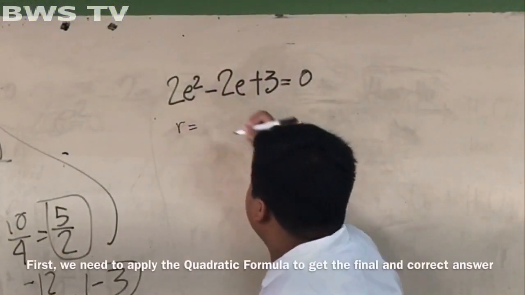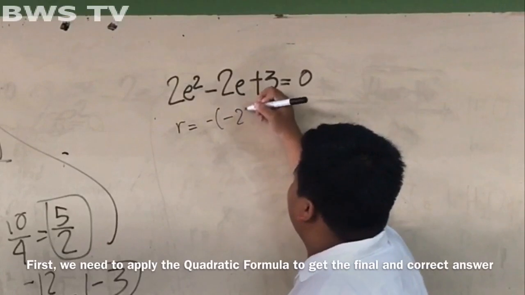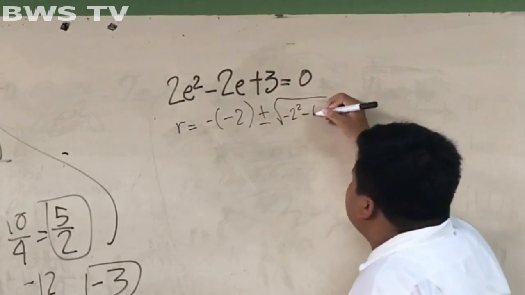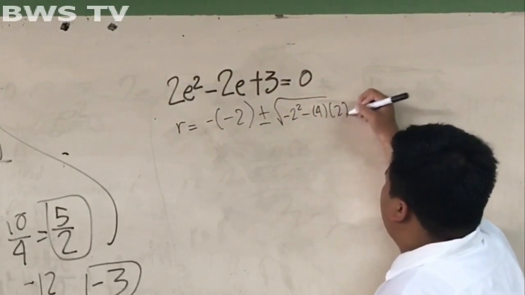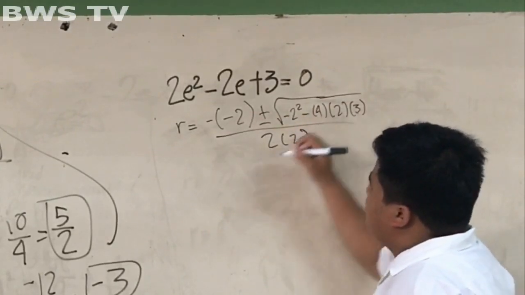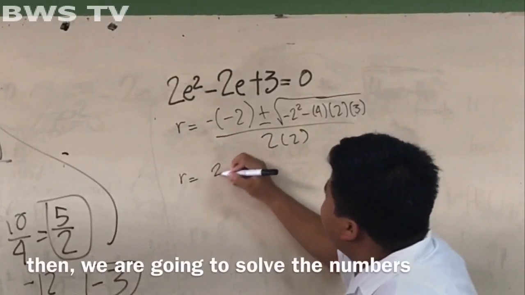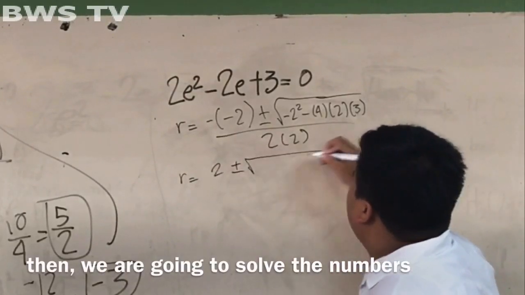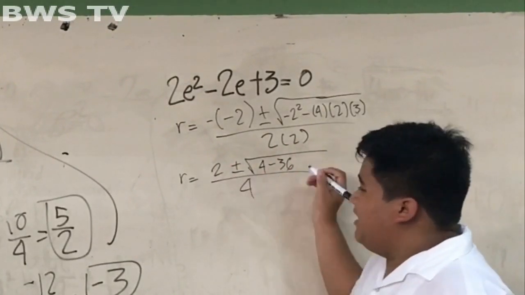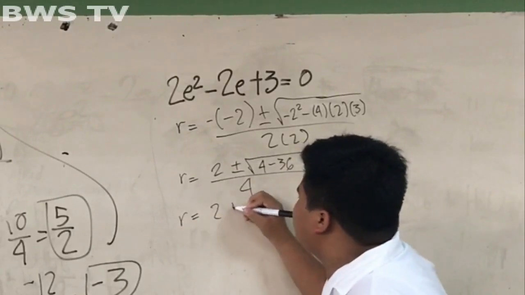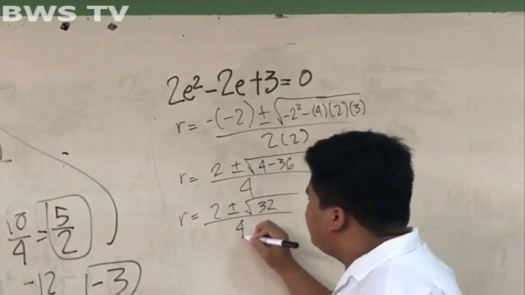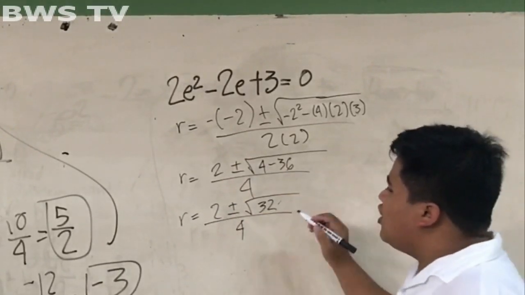r is equal to negative negative 2 plus or minus the square root of negative 2 squared minus 4 times 2 times 3 over 2 times 2. r is equal to positive 2 plus or minus the square root of 4 minus 24 over 4. Then r is equal to 2 plus or minus the square root of 32 over 4. Then since this is not a perfect square, we will divide it.